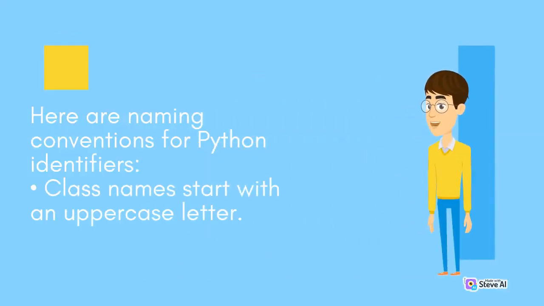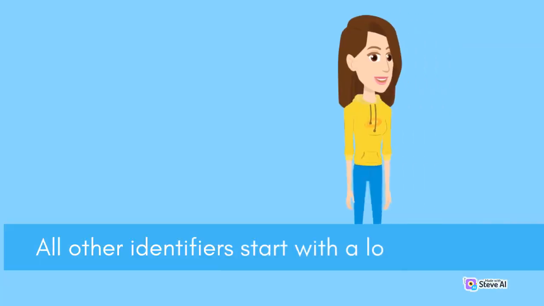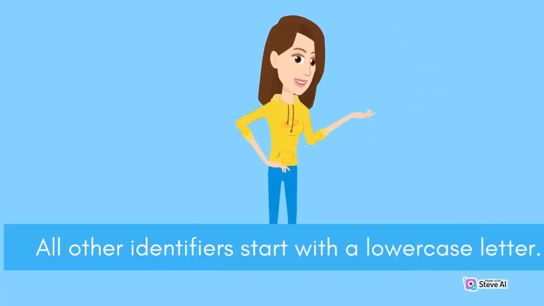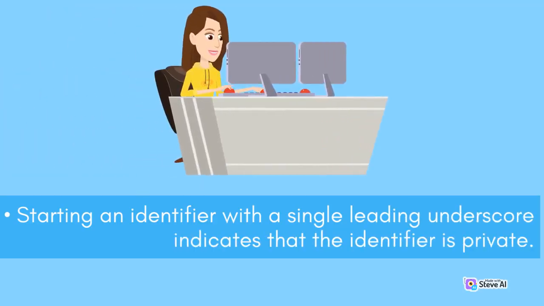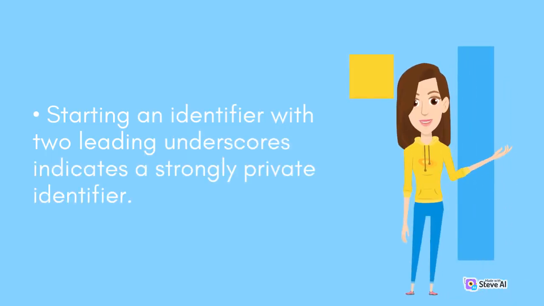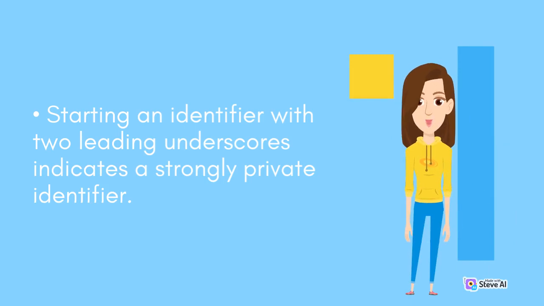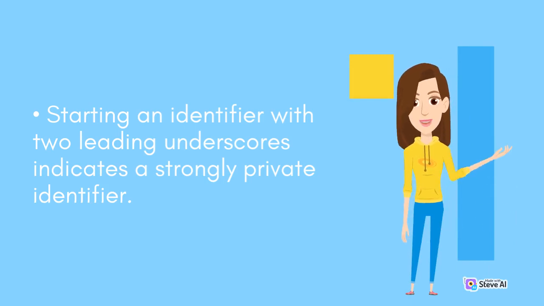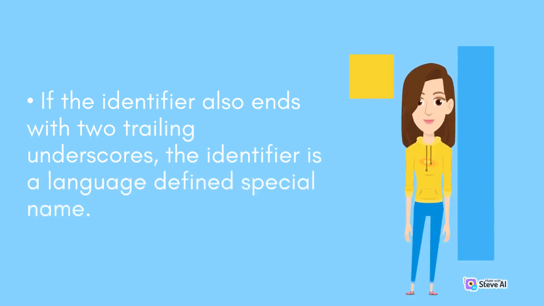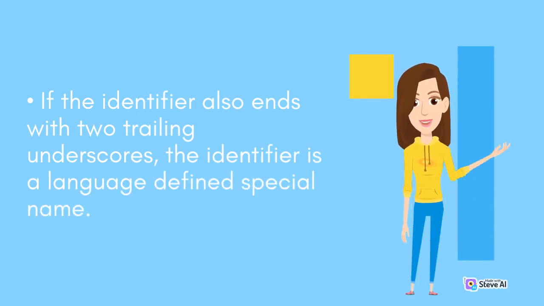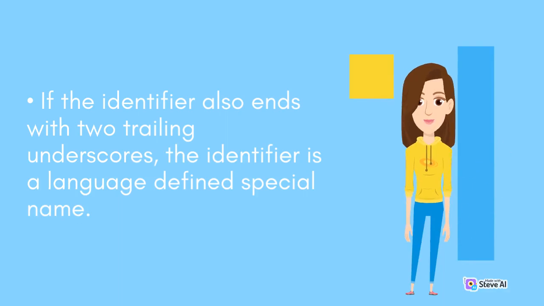Here are naming conventions for Python identifiers. Class names start with an uppercase letter. All other identifiers start with a lowercase letter. Starting an identifier with a single leading underscore indicates that the identifier is private. Starting an identifier with two leading underscores indicates a strongly private identifier. If the identifier also ends with two trailing underscores, the identifier is a language-defined special name.